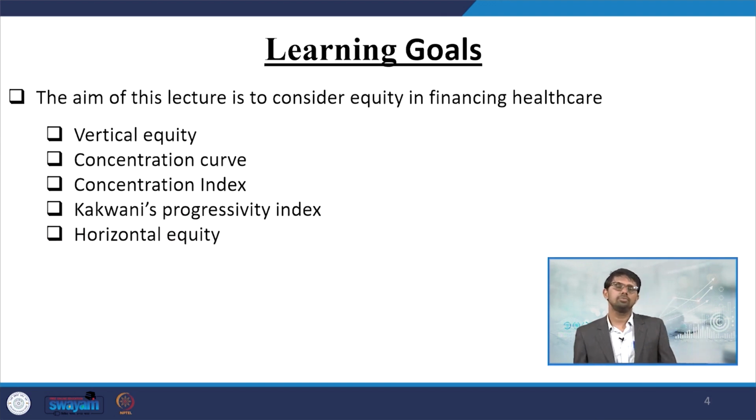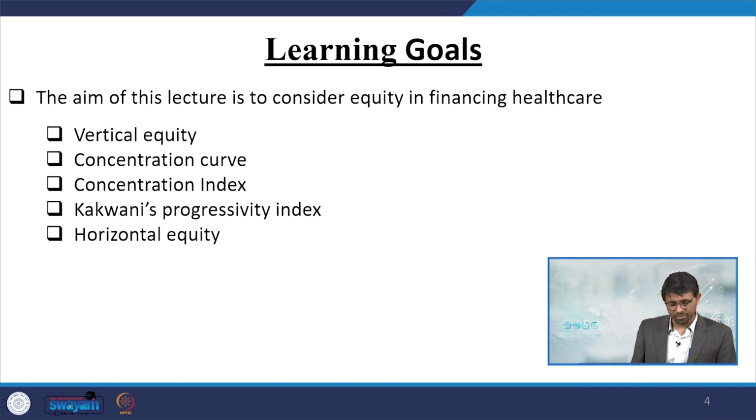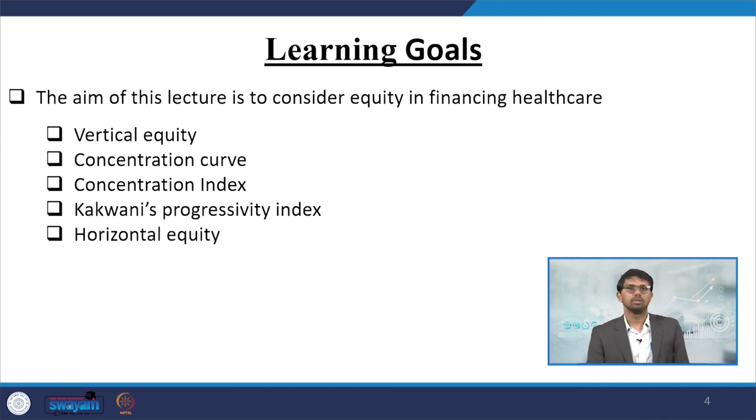In this lecture, we will be clarifying the aspect called vertical equity and other important directions in the concept of equity called concentration curve, concentration index, then Kakwani's progressivity index, then horizontal equity.